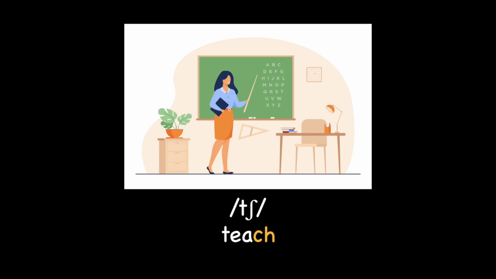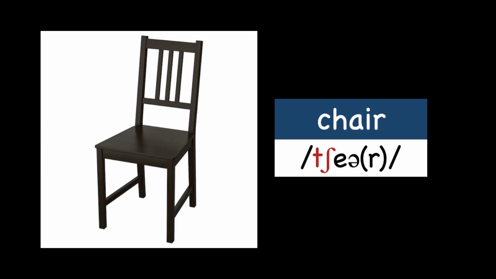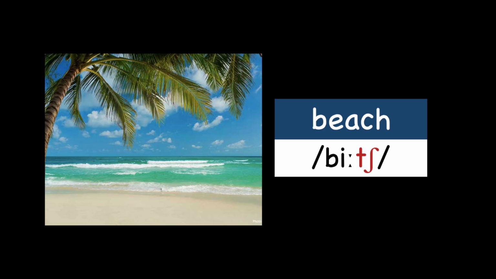Let's move on to the next easy consonant. It is ch, as in teach. If you can see the IPA transcription of this particular sound, it is actually a combination of t and sh sound together. Some other words with the ch sound can be chair, beach.